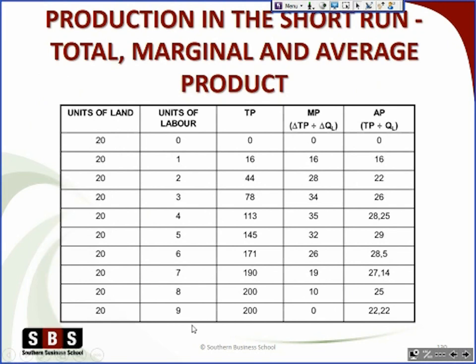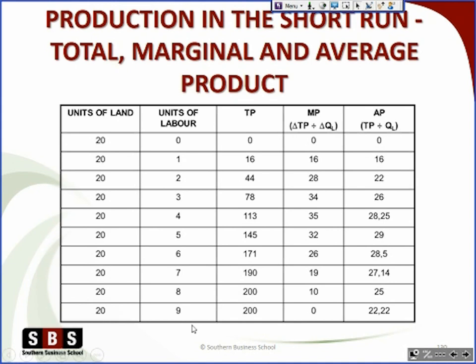Now here's a table. If you're given a table like this, units of land is a fixed input, so that never changes. It will always stay the same, so don't worry too much about that. What you must worry about is the variable input, so you will work with the labor part. The total product will be given to you.